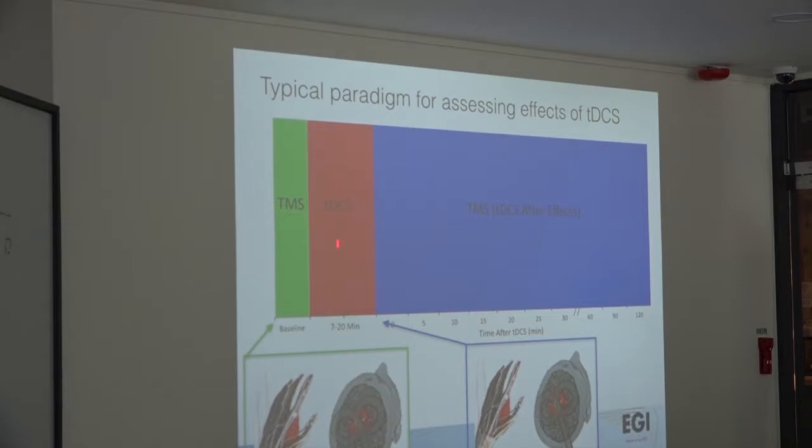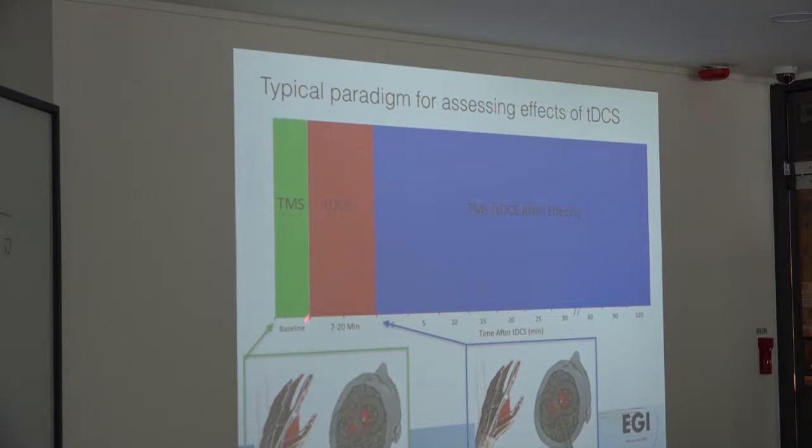Then you apply an electrode over this area and over the frontal lobe, the opposite side, and you pass current through for some amount of time, usually between 7 to 20 minutes. And the subject does nothing. The subject just sits there. Then you turn it off, and then you apply TMS one more time at 80%. And then you watch if this increases or decreases. Then you measure it for up to a couple hours and see how that changes.